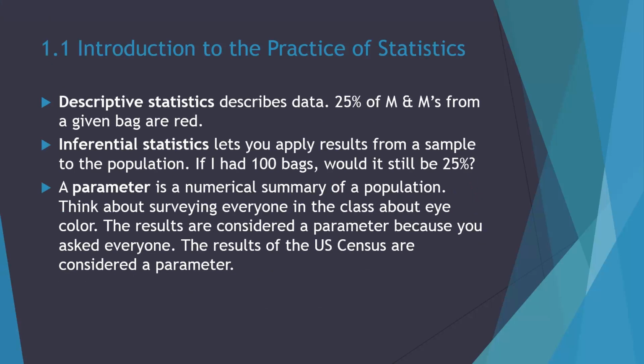A parameter is a numerical summary of a population. Think about surveying everyone in the class about eye color. The results are considered a parameter because you ask everyone. The results of the U.S. Census are considered a parameter.